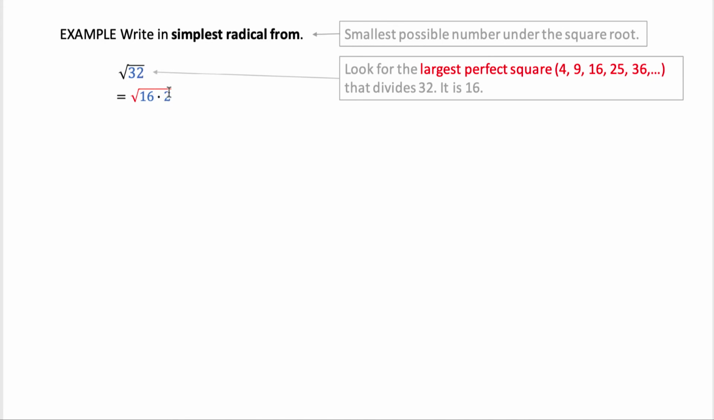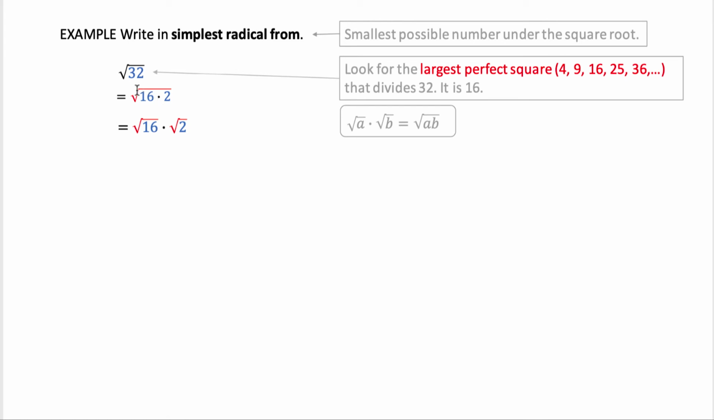So factorize the 32 as 16 times something, and think about what multiplies the 16 to get the 32. It's 2 in this case. Now we know that we can take the square root separately of the numbers under the square root if we're multiplying the numbers. So we can do this.